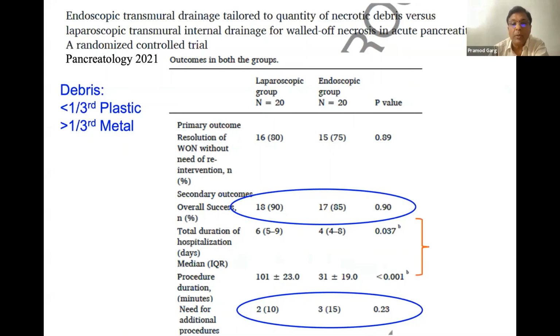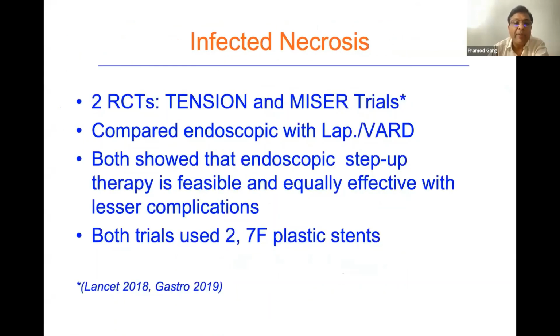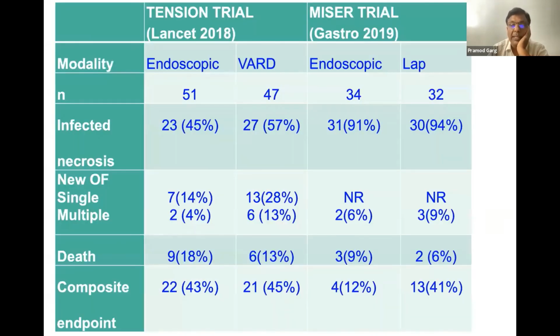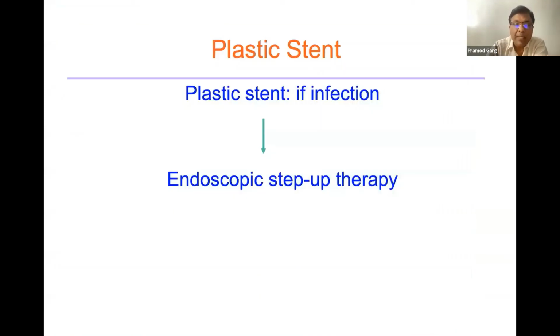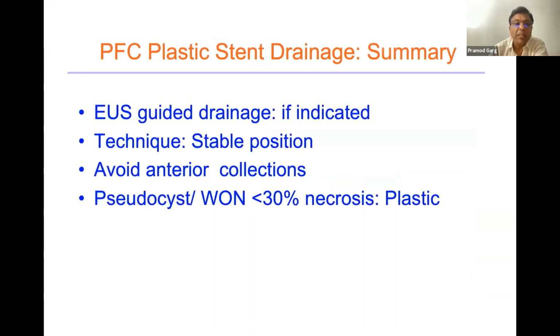compared to laparoscopic group. In infected necrosis, we all know about these 2 trials, the TENSION and MISER trials, which compared endoscopic with the laparoscopic or surgical group. In both these studies, they showed endoscopic drainage is as good as surgical drainage. And in both the trials, plastic stents were used and not metal stents, even in the case of infected necrosis. And in case you have secondary infection, as I said, endoscopic step-up therapy should be done.